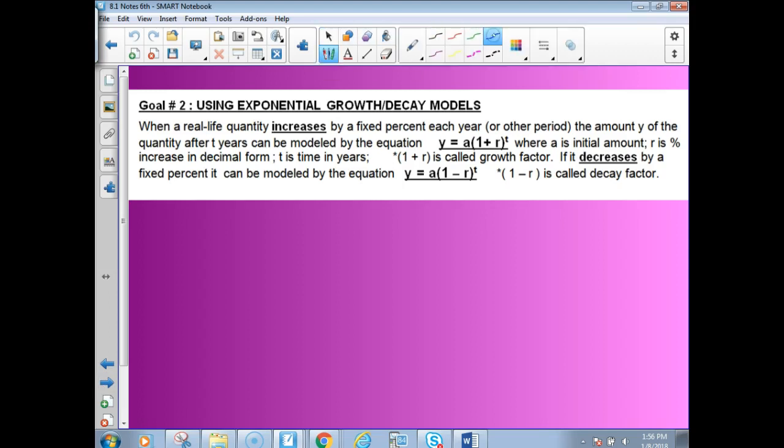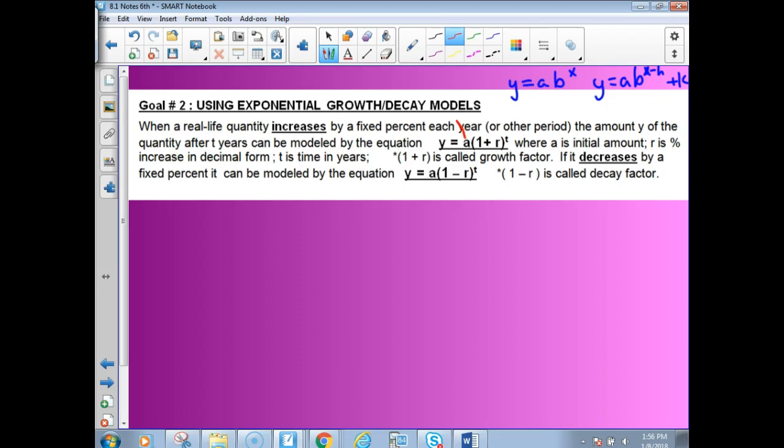The format we discussed on Friday was y equals a times b to the x, which can be transformed into y equals a times b to the x minus h plus k, where those are shifts horizontally and vertically. When a real life quantity increases by a fixed percent each year, or other period of time, the amount y of the quantity after t years can be modeled by the following equation. This is in the same format as these, essentially.